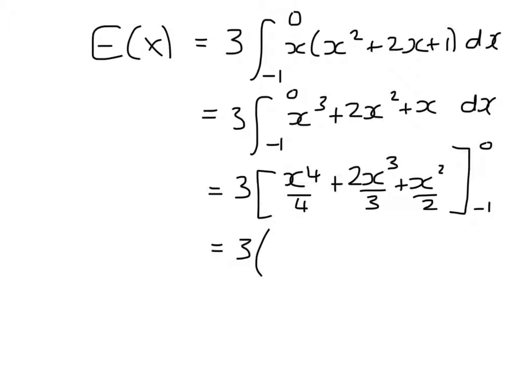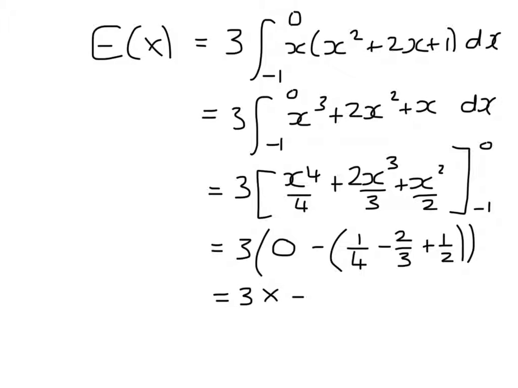Again, be careful with the substitution. We substitute 0 first, and then we subtract, and we substitute the -1. So that's 1/4 minus 2/3 plus 1/2. And that ends up as 3 times -1/12, which is -1/4, for the expectation. And we'd expect it to be a negative value because our range of values is from -1 to 0.